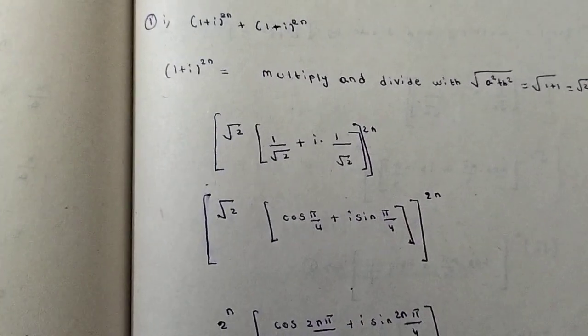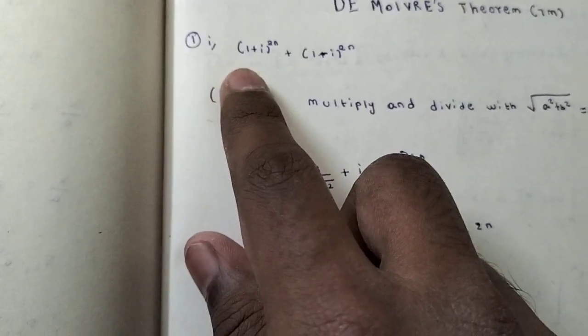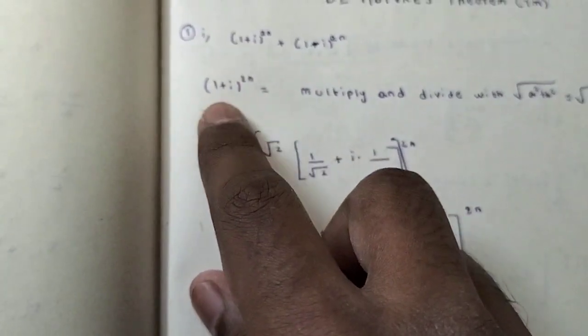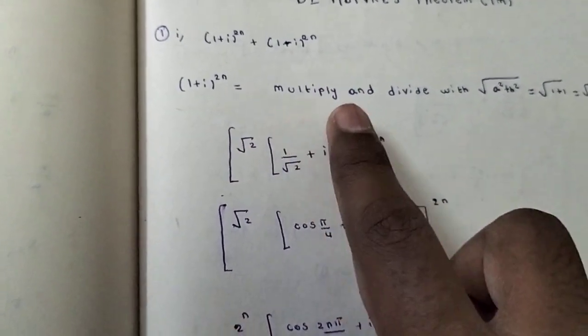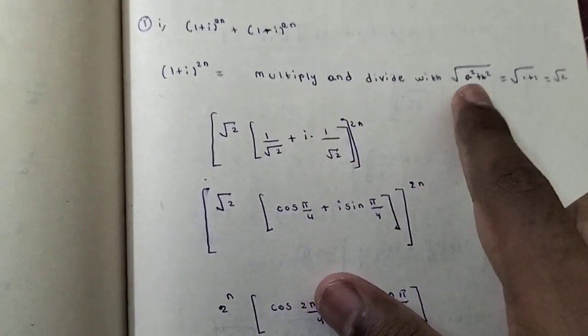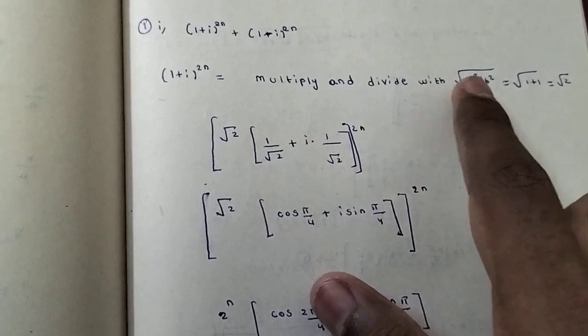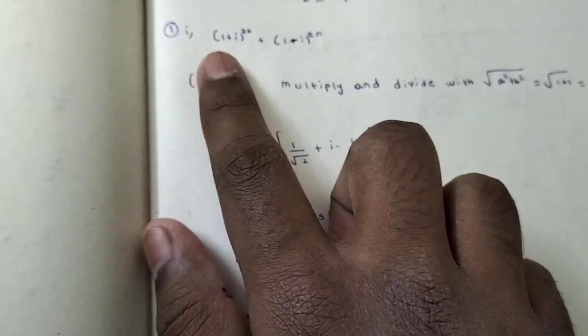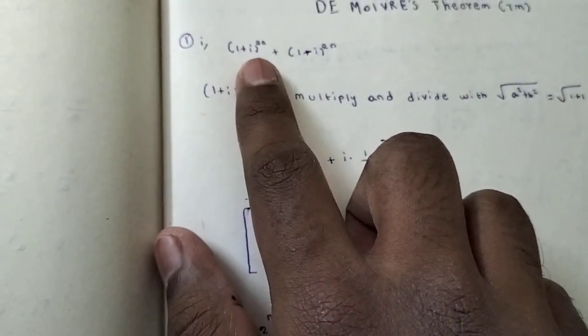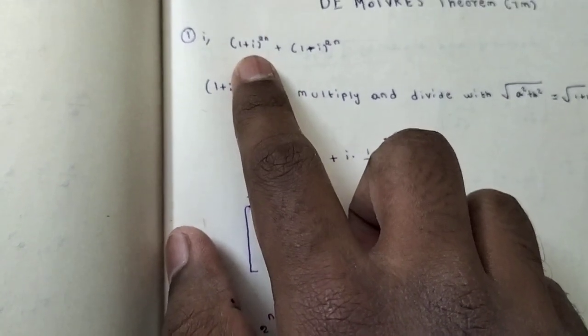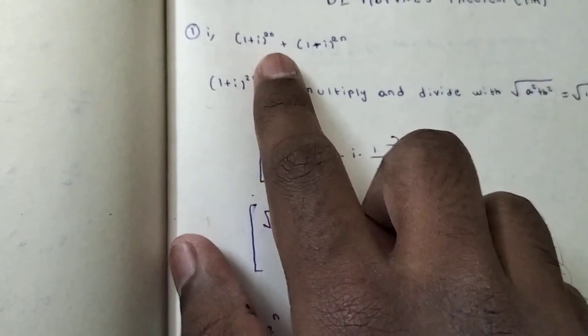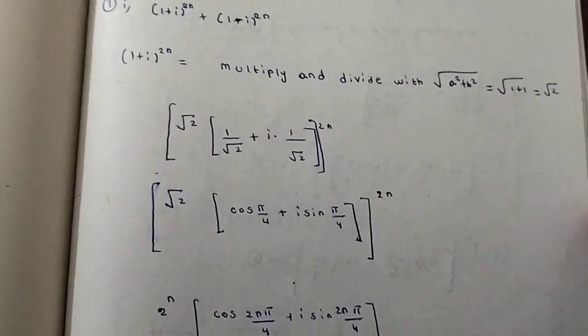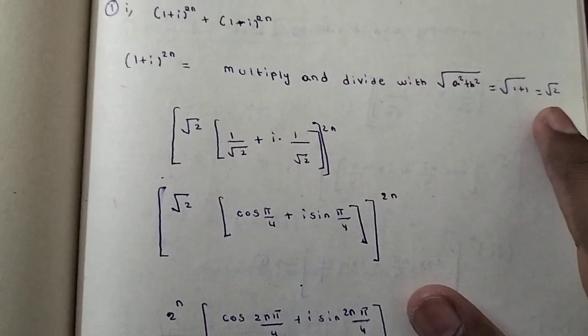So this one is in the form of a + ib. So I am multiplying and dividing with the square root of a² + b². Here I am considering a as 1 and b is also 1, because here i is just 1 into i. So that is equivalent to root 2.